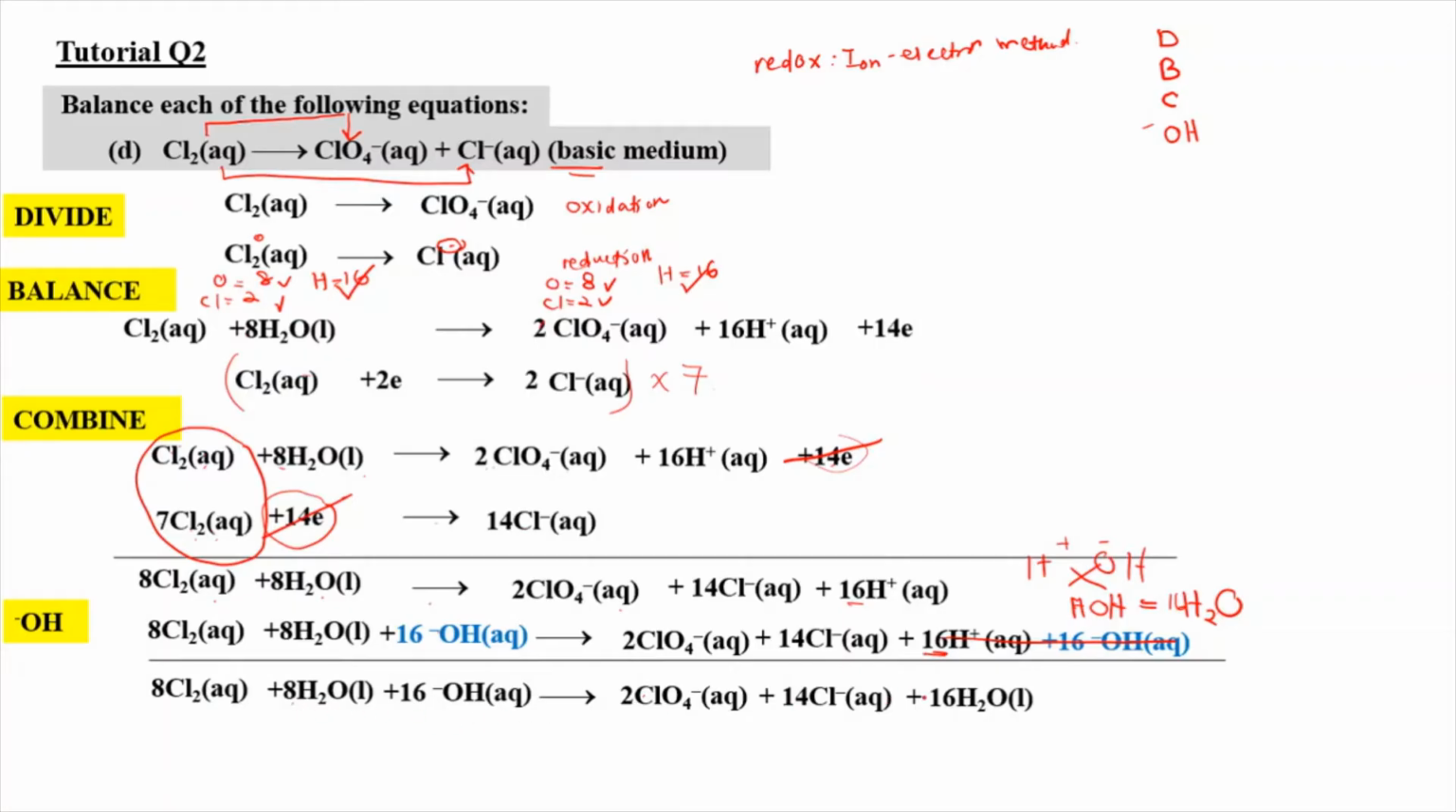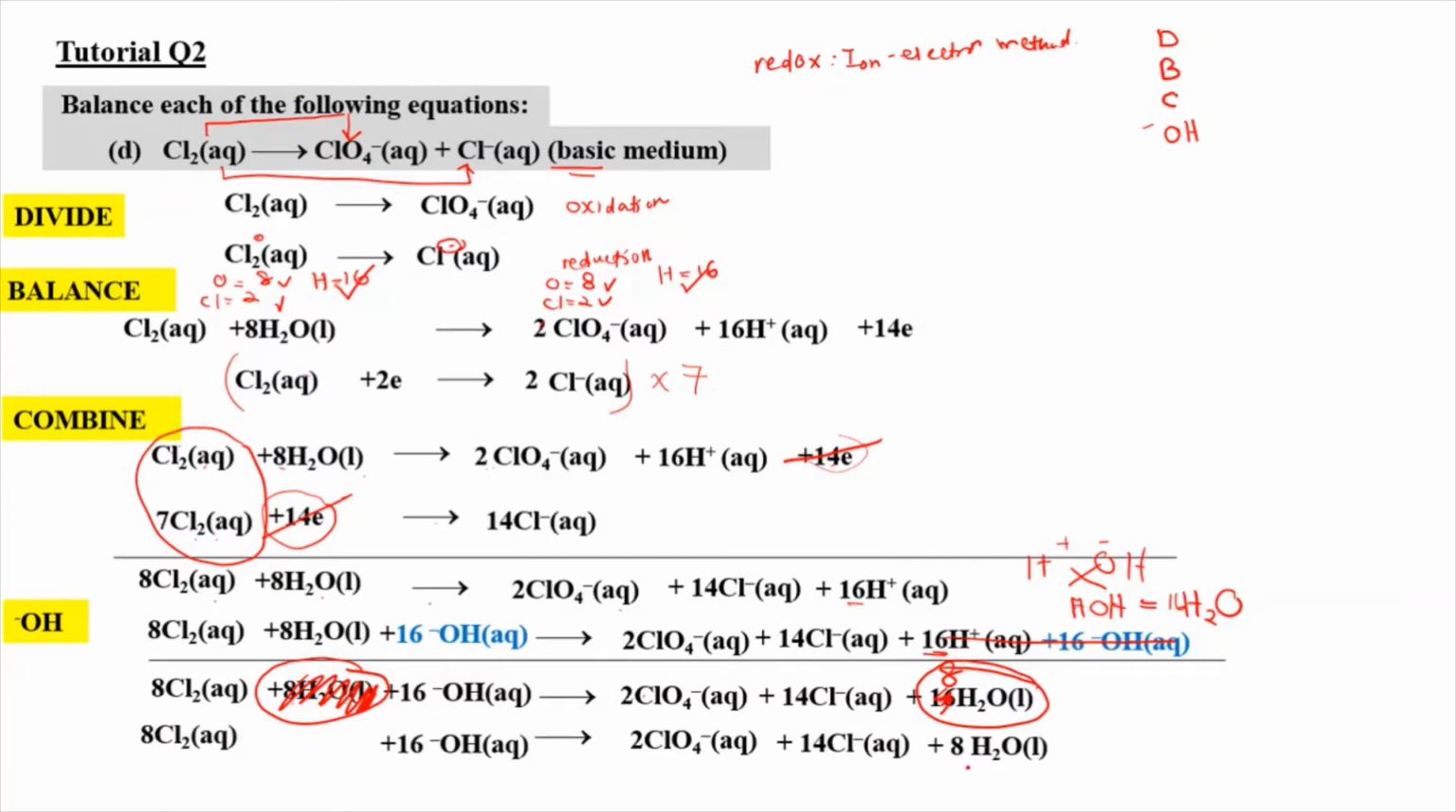As you can see here, we can further simplify it because you have 16 H2O on the product side and then you have 8 H2O on the reactant side. So you can cancel this one out, and as a result, this one is going to be 8, because 16 minus 8 is 8. Okay, and you may look at this as a finished and balanced equation.